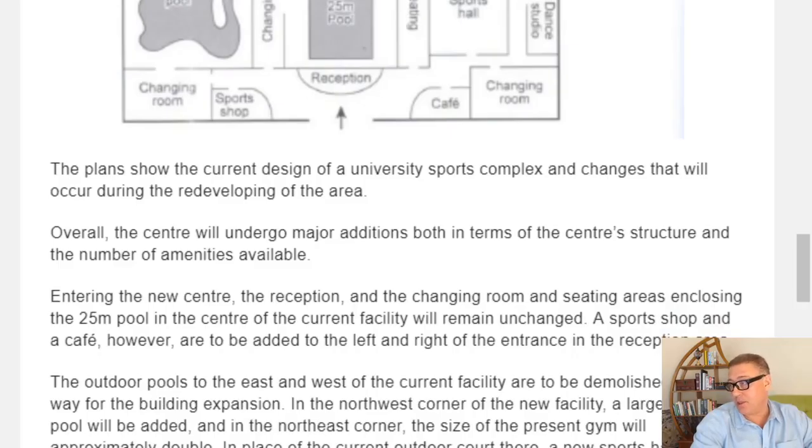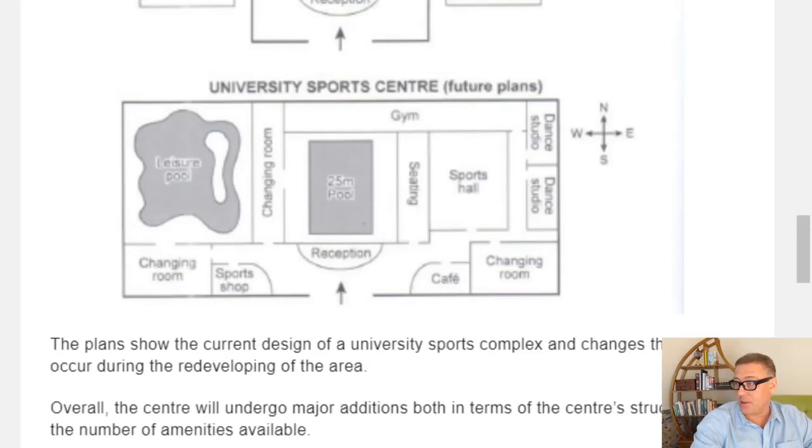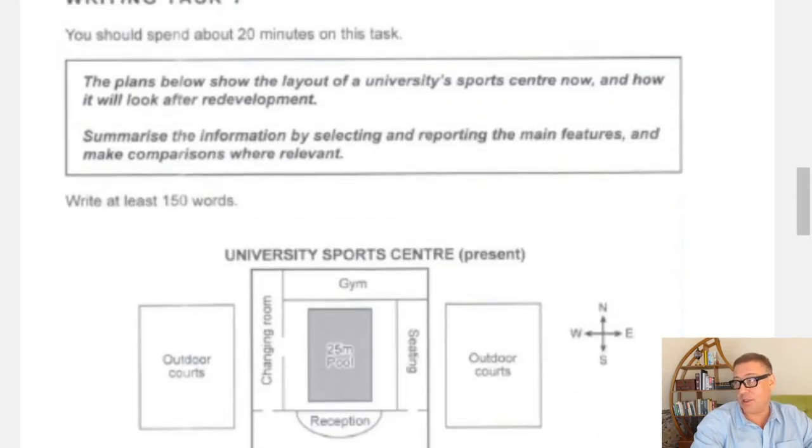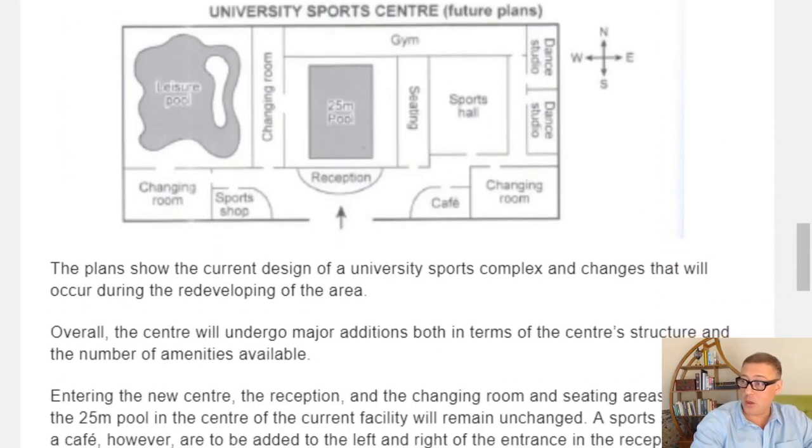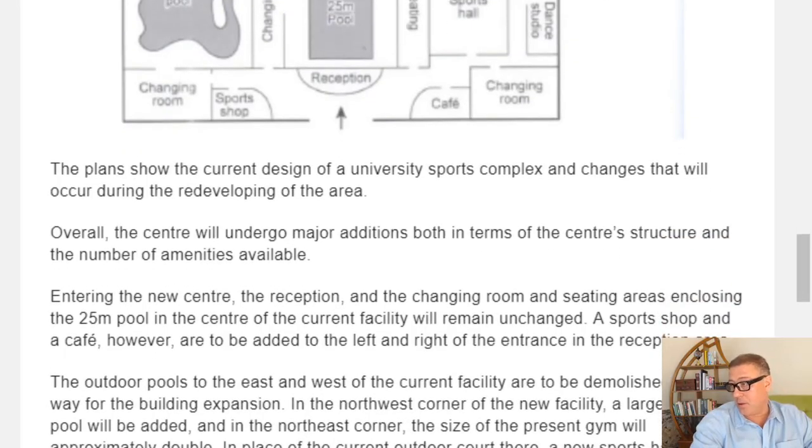The plans show the current design of a university sports complex and changes that will occur during the redeveloping of the area. Okay, so again, if you look at the question, that's essentially just paraphrased, said in a slightly different way, but that's the information that you need to introduce what you're going to talk about. Overview: overall, the center will undergo major additions both in terms of the center's structure and the number of amenities available. So I looked at this.